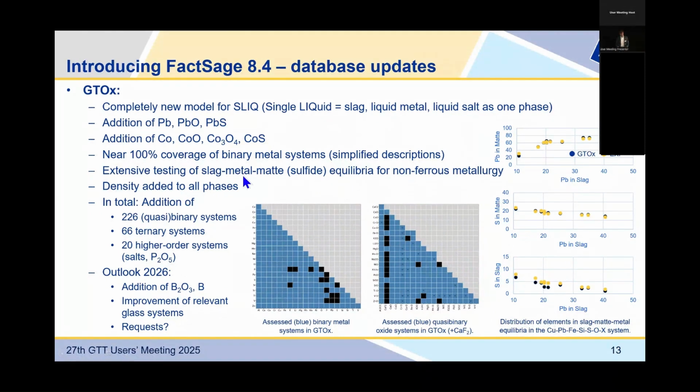We have also worked extensively on slag metal matte equilibria. So you see here on the right-hand side, partitioning of lead and matte versus lead and slag, sulfur and matte versus lead and slag, and also sulfur and slag. In a 1, 2, 3, 4, 5, 6, 7 component system, and where we are able to nicely reproduce the experiments that have been performed, I guess in this case at University of Queensland a couple of years ago.